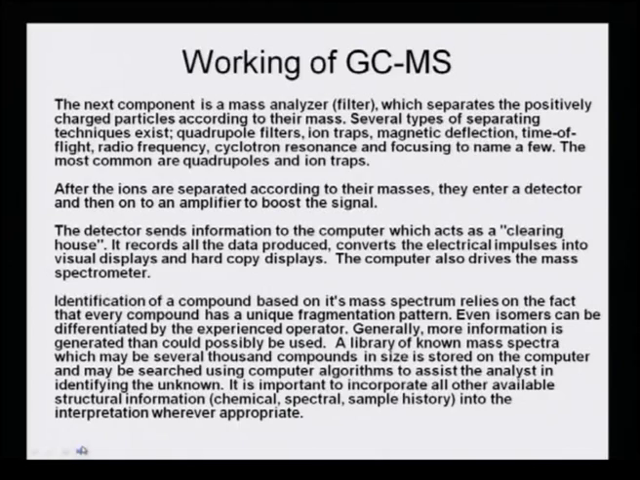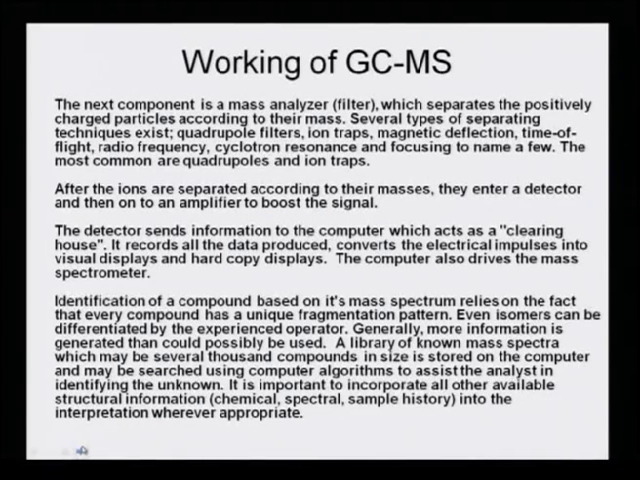The detector sends information to the computer, which acts as a clearing house. It records all data produced, and converts the electrical impulses into visual displays and hard copy displays. The computer also drives the mass spectrometer. So, as you would understand from the paragraph I read out, the whole machine is computer driven. It is not a manual machine, and all the commands can be given on the computer, and the machine runs exactly on the commands that have been given.